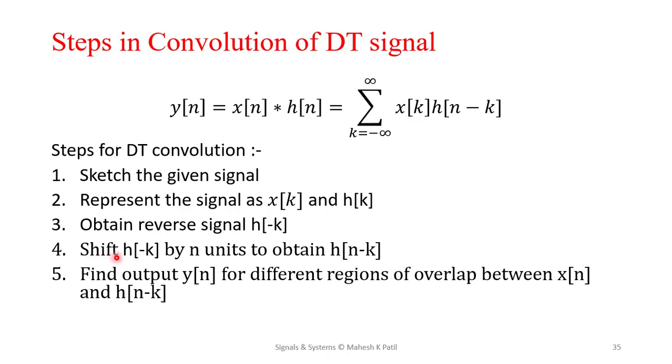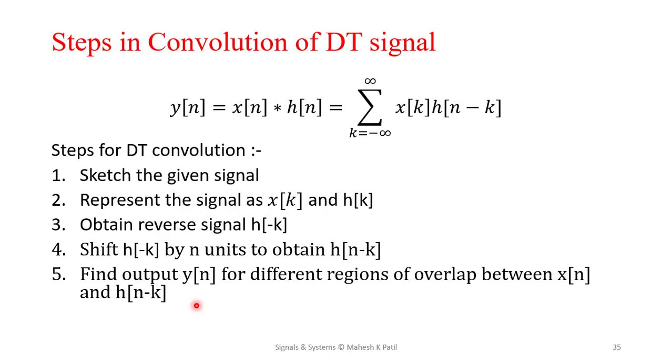Now shift this h of minus k by n units to get h of n minus k, and the last step is to find the output y of n for different regions of overlapping between x of n and h of n minus k. So for getting the output y of n, you simply observe the overlapping between x of n and the shifted impulse response, that is h of n minus k.